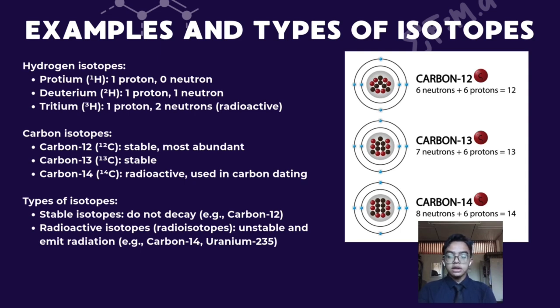The third one, types of isotopes. There are two. Stable isotopes do not decay, for example, carbon-12. And the second one, radioactive isotopes, also known as radioisotopes, are unstable and emit radiation. For example, carbon-14 and uranium-235.